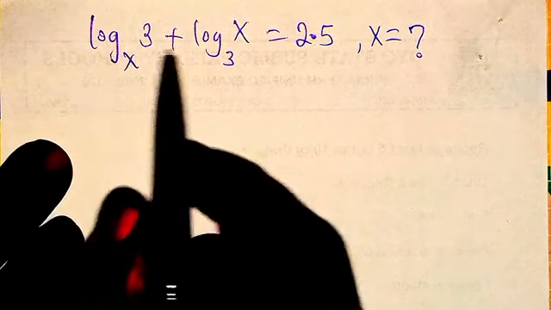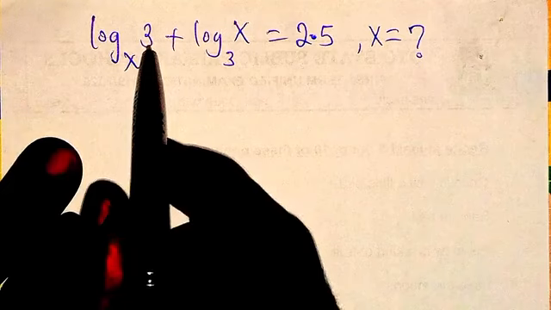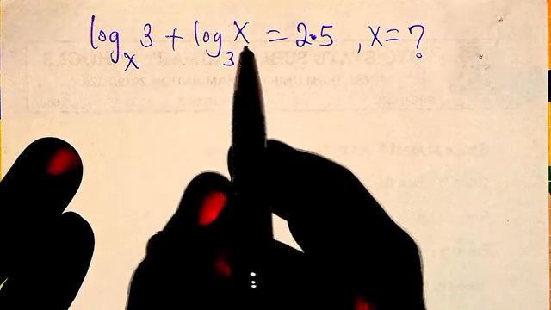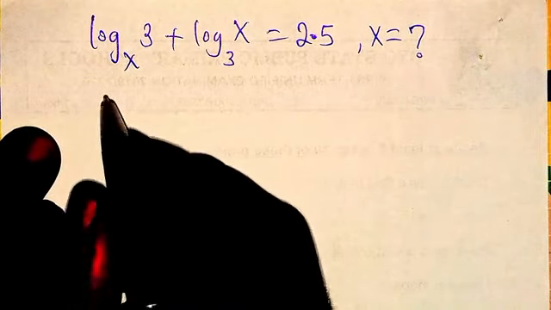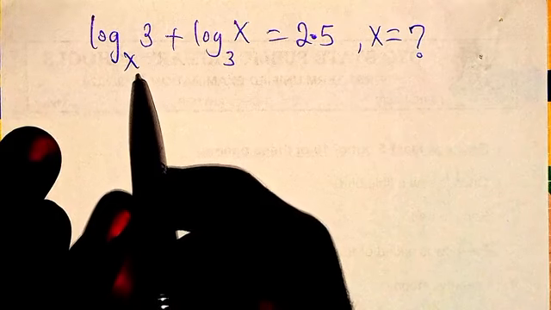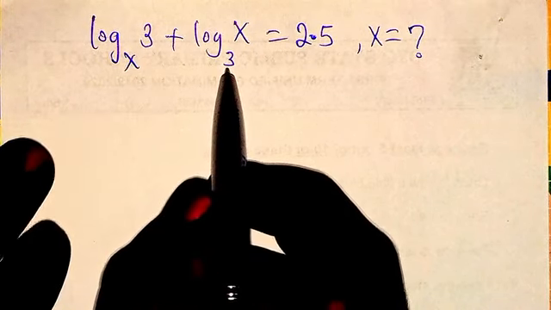We have to solve for the value of x here. So we have log base x of 3 plus log base 3x equals 2.5. So what is the value of x? Therefore, what are we going to do? We can see here x is the base and we have the other base to be 3.